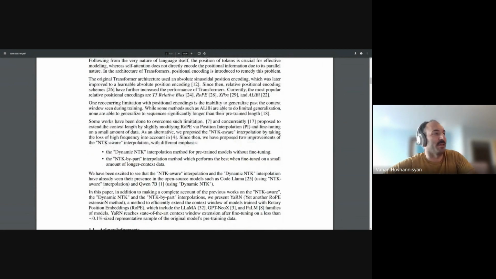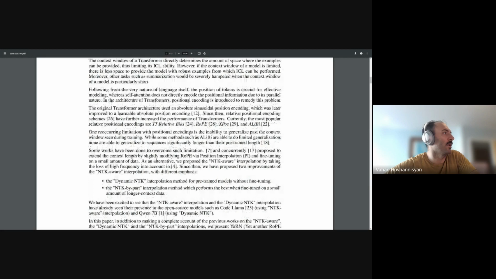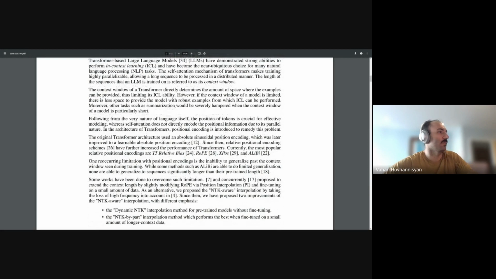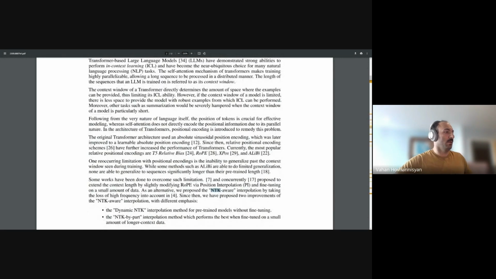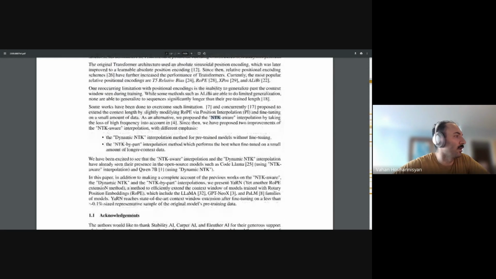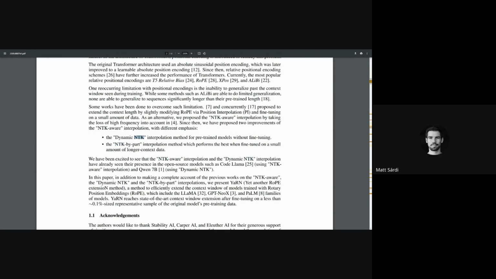Now, the theory here is based on this NTK-aware theory. So NTK stands for neural... Oh, let me find it actually. I forgot what NTK stands for. It's basically a theory tangent kernel. Yes, neural tangent kernel. In that sense.